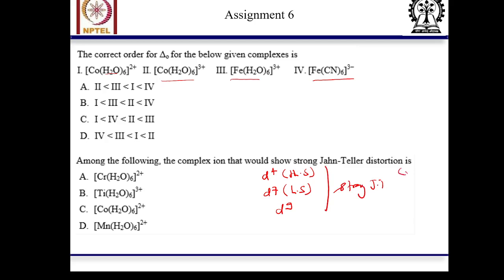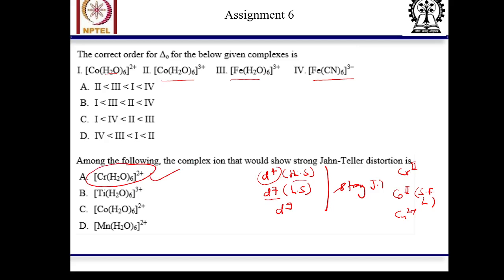Example, D4 is chromium 2+. For D7 we will have cobalt 2+, but with a strong field ligand we have to have low spin. D9 is copper 2+. So we should show that where D4 and high spin is there, that is our copper. Copper is D4 and low spin, right?